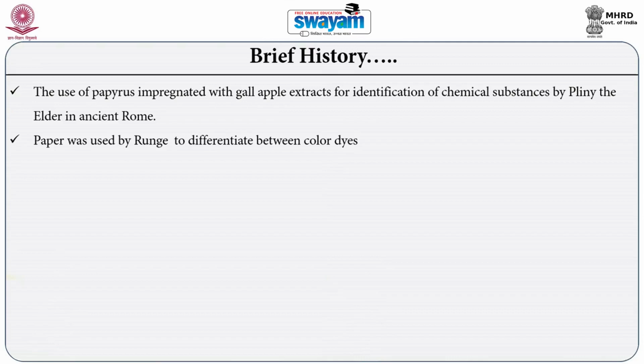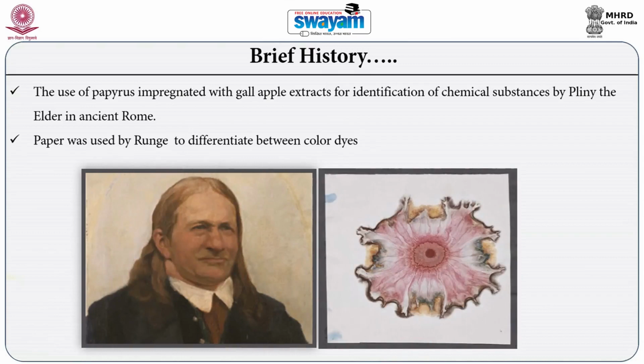of chemical substances. More recently, and the person in the picture is Runge, who was a German chemist employed as a manager in a chemical factory, paper was used by Runge to differentiate between different color dyes. Of course, his purpose was not so much to develop the chromatographic process as to think of methods by which the quality control of these dyes that were being produced in the company could be ensured.